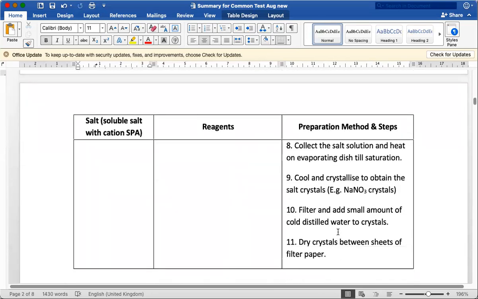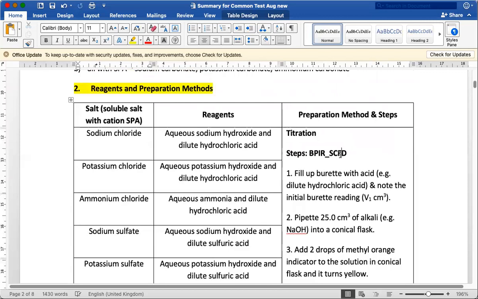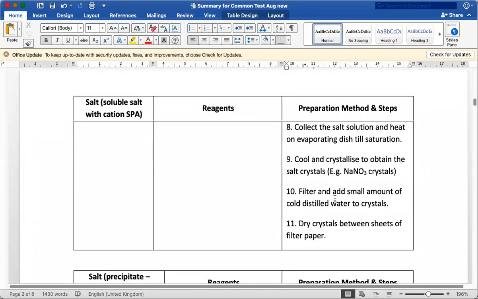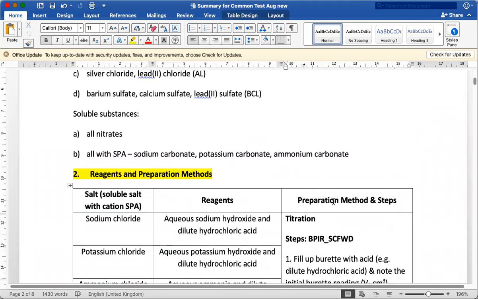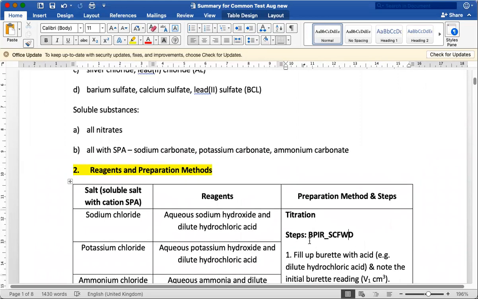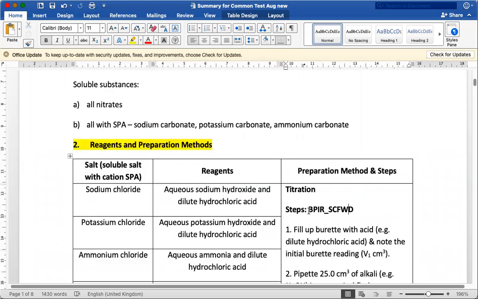And then add a small amount of distilled water to the crystals. Okay, I forgot one: W, wash. You wash or rinse with cold distilled water, just a little amount, and then you dry the crystal with filter paper. So this is the sequence. I hope this will help you to think of the first word.